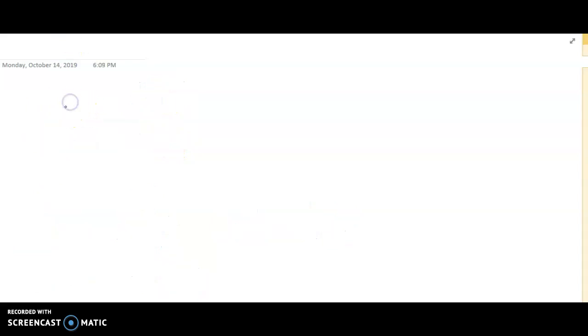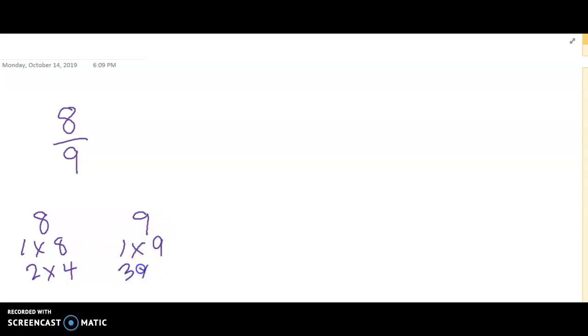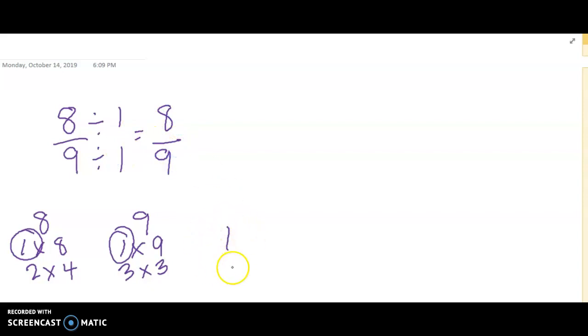I decided to do one more so I can show you what happens if a fraction cannot be simplified. So let's say that you got an answer of 8/9. If you write out the multiplication facts, 1 times 8, 2 times 4. For 9, 1 times 9, 3 times 3. And you circle the common factors, so 1 is the only common factor. If I divide these both by 1, I'm going to get the same thing. So if 1 is the only common number, it cannot be simplified. So 8/9 is the simplified version of the fraction.